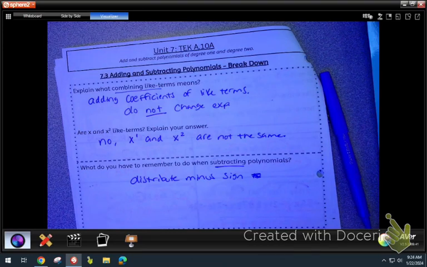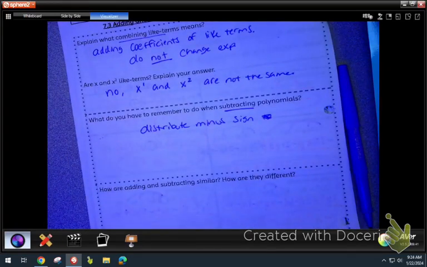With subtracting, you got to make sure you distribute that minus sign to everything after it. It's like multiplying in a -1. All it does is change things from positive to negative. But other than that, adding and subtracting are very similar. It's just with subtracting, you've got that extra step of distributing in the minus sign.